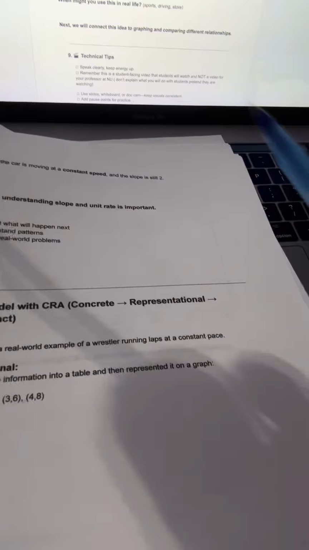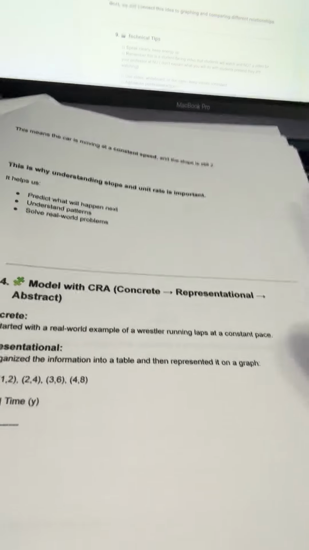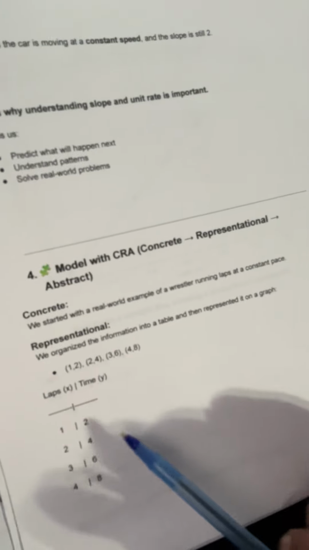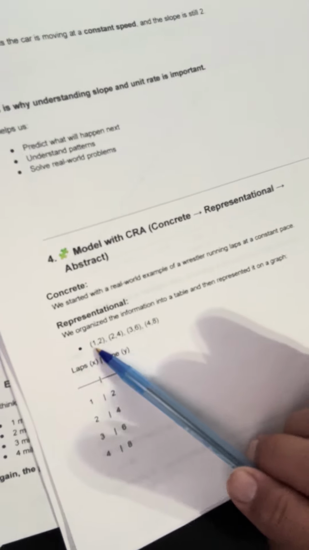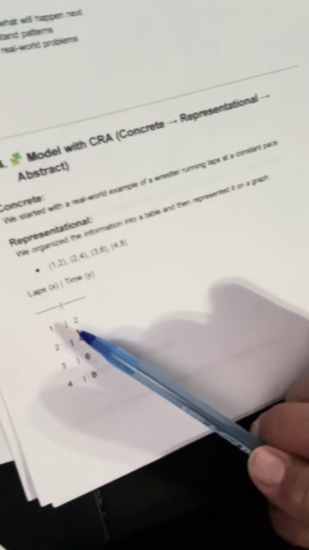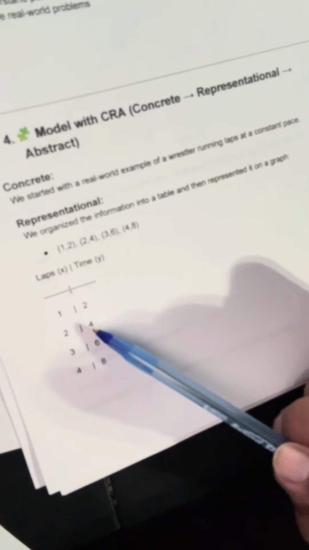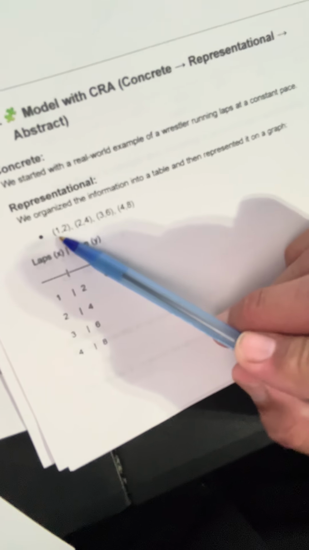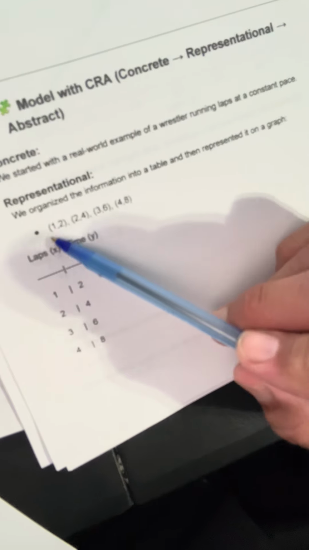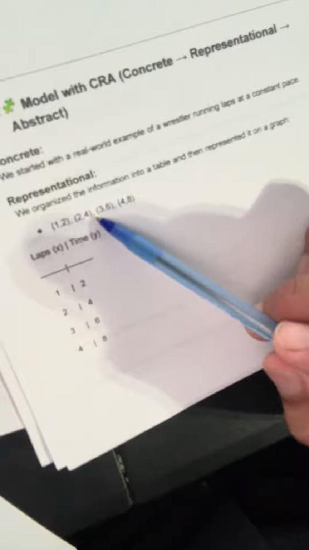So I want you guys to look at the examples that I have here, so you can see this. When we plot our numbers, all right, for every 1 lap, we said it's 2 minutes. 2 laps, 4 minutes. 3 laps, 6 minutes. 4 laps, 8 minutes. We give the number of laps the x value, which is the way we write it, x, y. So x would be 1, y would be 2, and so forth every single time we plot it.